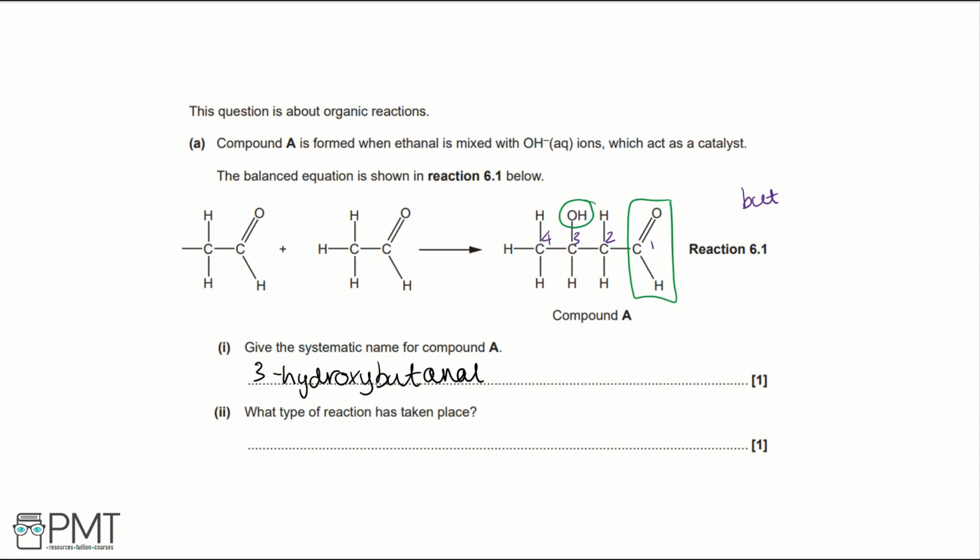Part 2. What type of reaction has taken place? The type of reaction we've seen in reaction 6.1 is known as an addition reaction because there is no other product produced. So both reactants form the singular product, compound A, or 3-hydroxybutanal. To get the mark for this question, you need to write addition on the answer line.